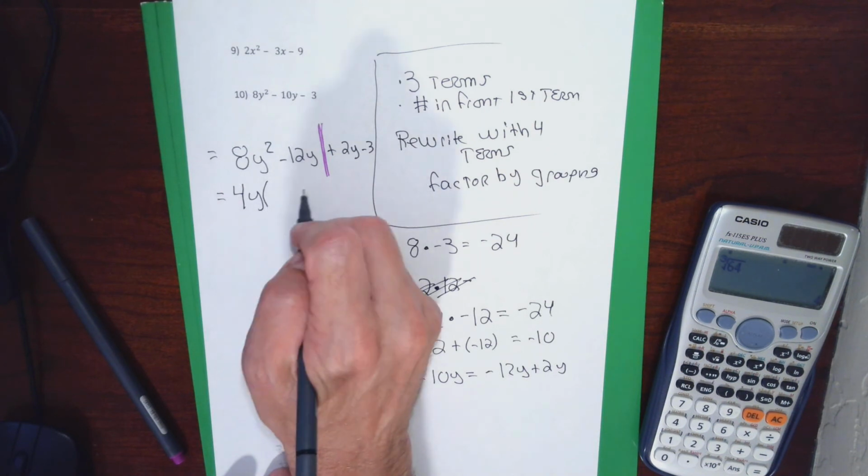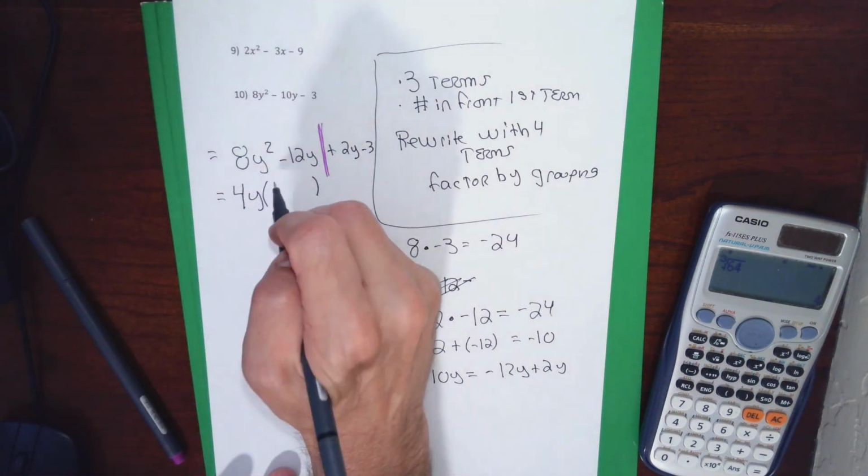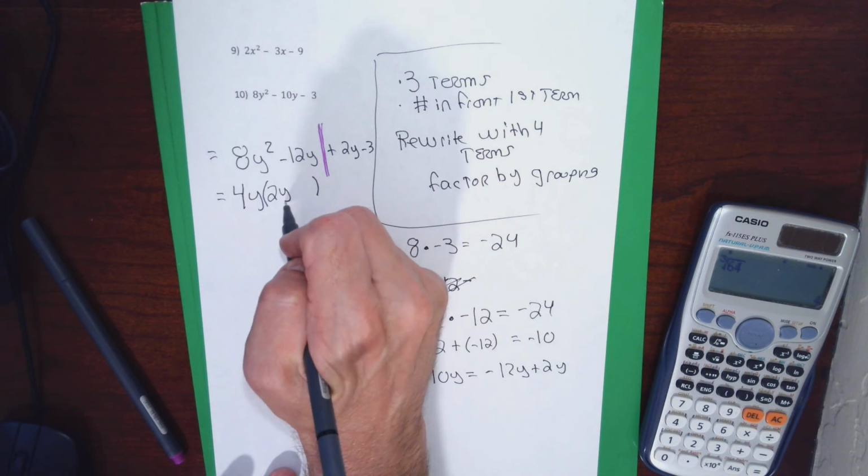So from the 8y squared minus 12y, I'm going to factor out a 4y. When I factor out a 4y, I divide by 4 and take a y away. I'm going to be left with a 2y minus 3.